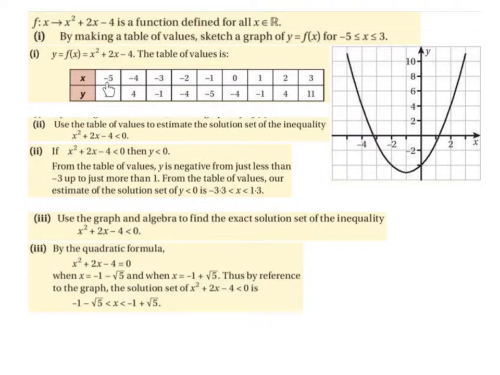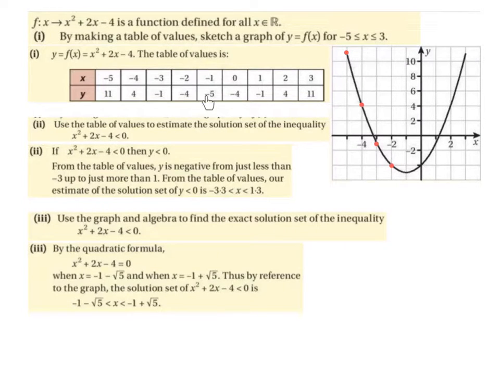So starting with minus 5, 11. So this is our x-axis. We go to minus 5, which is here. We go to 11, which is here, and we plot our first point. Next we have minus 4, 4. So we go to minus 4 on the x-axis, 4 on the y-axis, plot our next point. Then minus 3, minus 1, which is here. Then minus 2, minus 4, which is here.